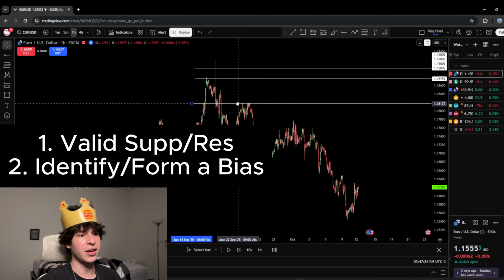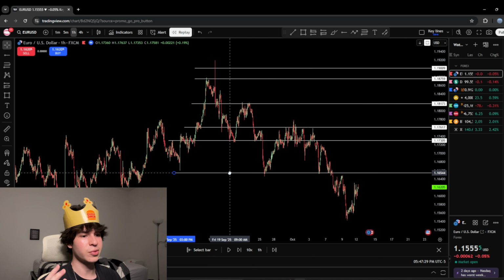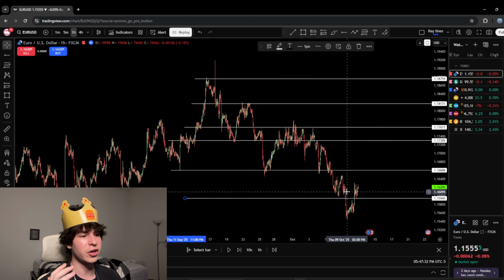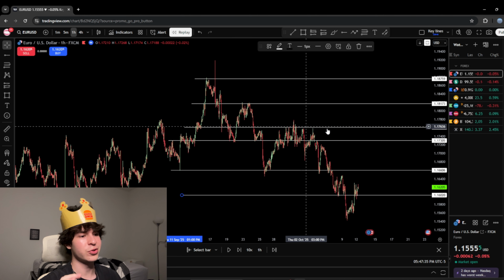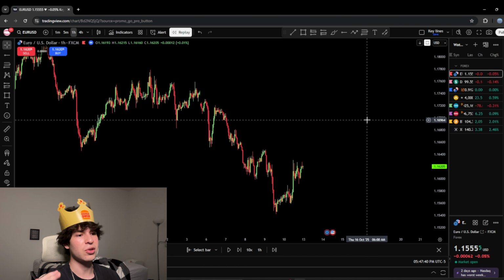You guys just start placing lines everywhere, any single point you see. And this is not how we properly draw support and resistance, guys. All that this creates is a cluttered chart where you don't really know when and where to trade because there are so many zones. So what we're actually looking for, guys, is real zones that have a lot of value and are very important.